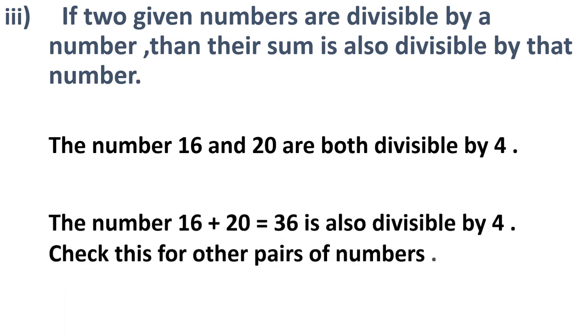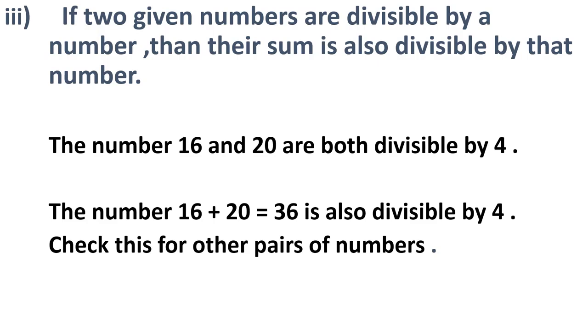Now add these two numbers. 16 plus 20 is 36. So 36 is also divisible by 4. You can check other pairs also. Take any two numbers which are divisible by any one single number, then find the sum of both numbers and see whether the sum is divisible by that number or not.